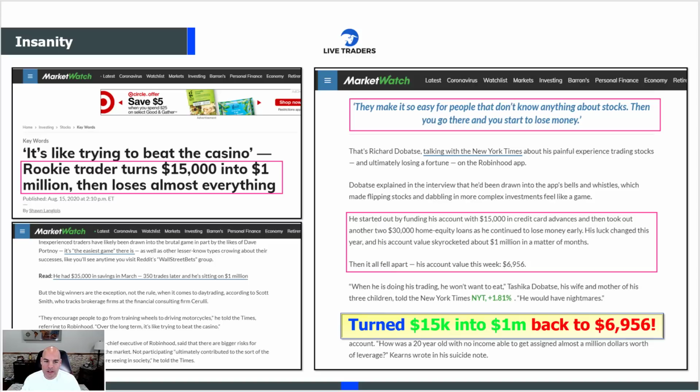Long story short, they went from 15 to a million, and a million back down to $6,956. Wow. And this is bad because it's not really 15,000 when you think about it. 15,000 in credit card advances, then took out another two, you heard me, two $30,000 home equity loans. So this person basically had $75,000 of money, right? Two $30,000 equity loans, and then $15,000 in credit card, and now they're down to $6,900.